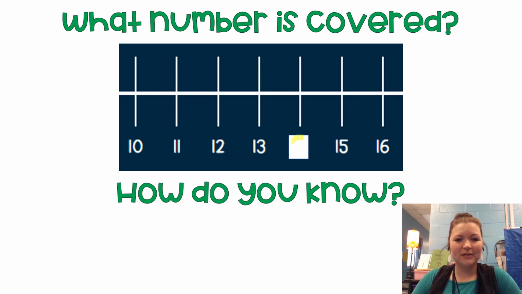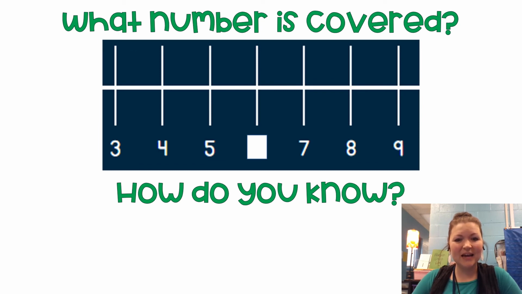All right, what number is covered up right here? Say it out loud. How do you know that that's the number that's missing? So the right answer was 14, because I know that 10, 11, 12, 13, 14. I know that 14 is missing.